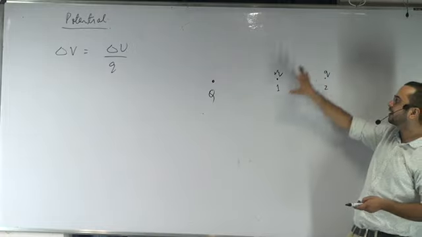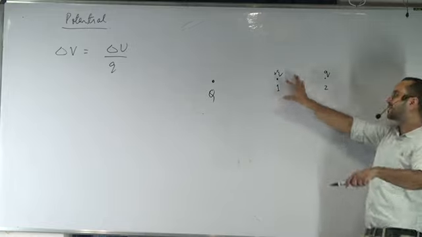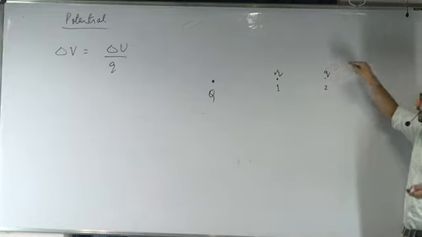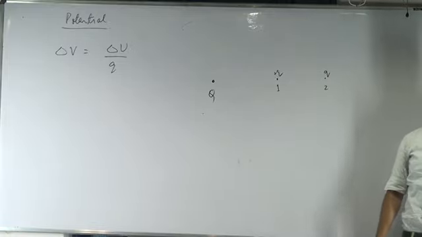So you bring in a test charge, put it at position 1, find the potential energy. You take the test charge, put it at position 2, find the potential energy. The change in potential energy divided by this test charge is going to give you the change in potential.